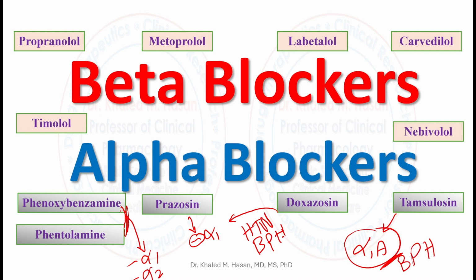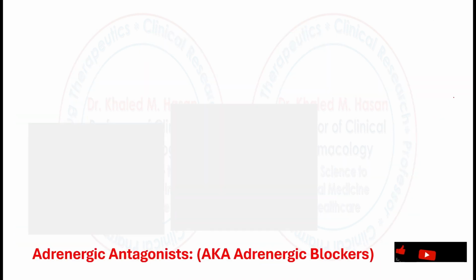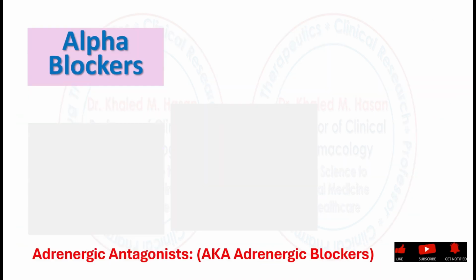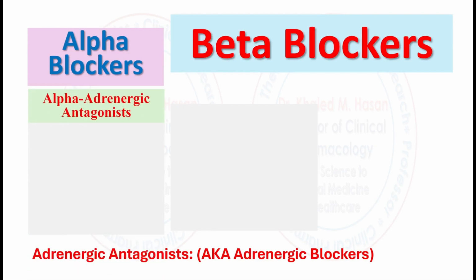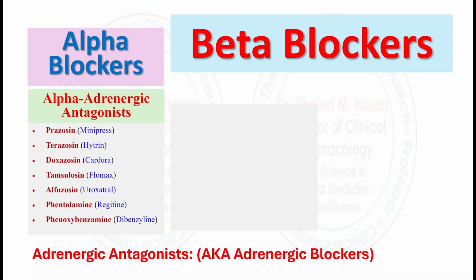However, in our session, we try to focus on beta blockers. So we have, as we mentioned, propranolol, followed by metoprolol, labetalol, carvedilol, timolol, and nebivolol. Next, as you can see here, besides alpha blockers, we have alpha and beta blockers. Then we have alpha adrenergic. Here we talk about medications with the generic and the brand name.